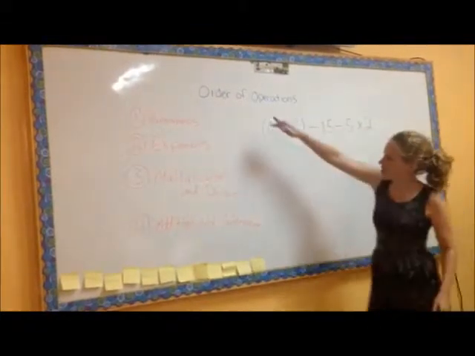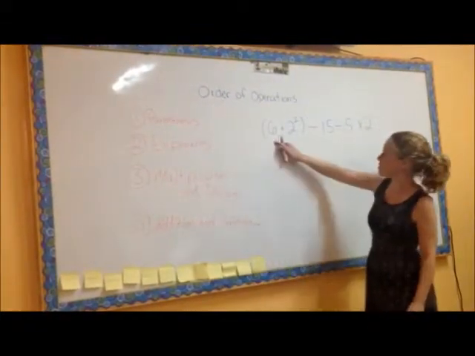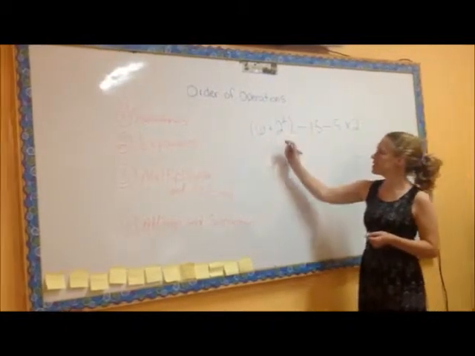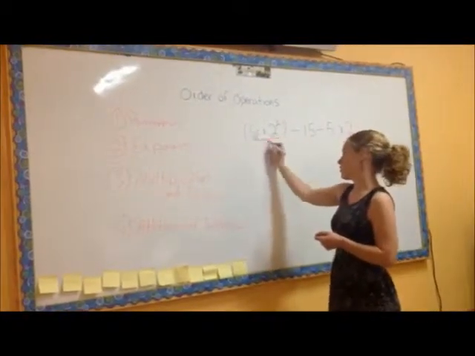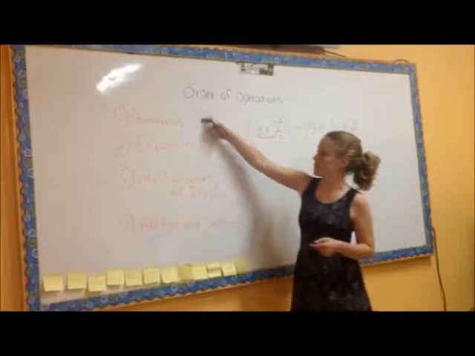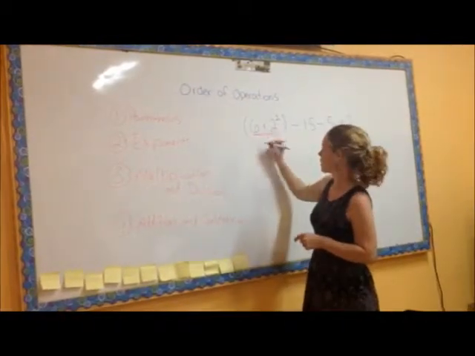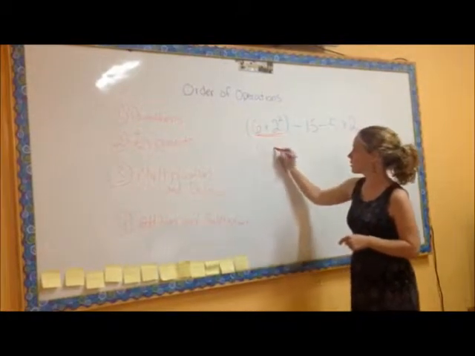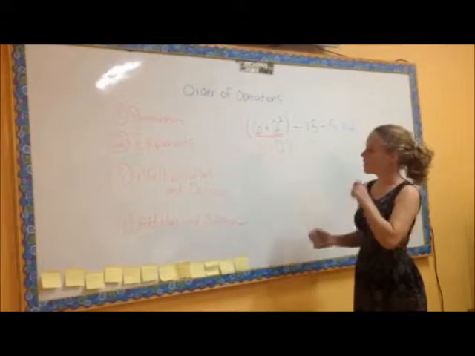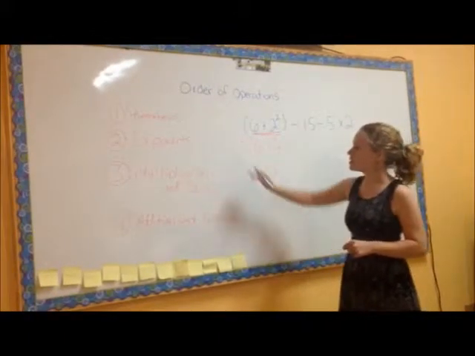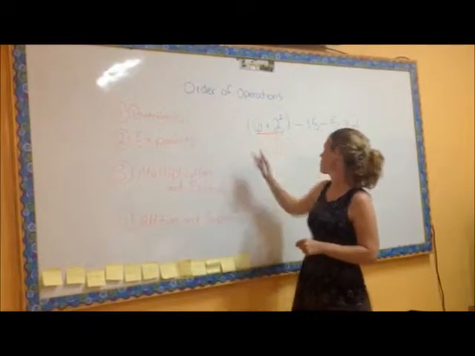So according to our order of operations here, we need to start inside our parentheses. When you're inside of the parentheses, you still need to follow the order of operations. So inside of the parentheses, we're going to start with the exponent. So 2 squared is 4. And then we're going to add, which is 10. Alright, so now we completed the first step, the parentheses.